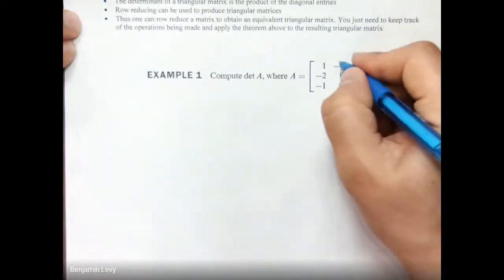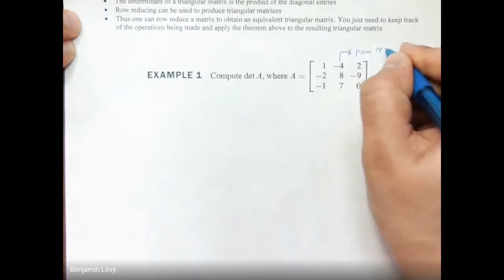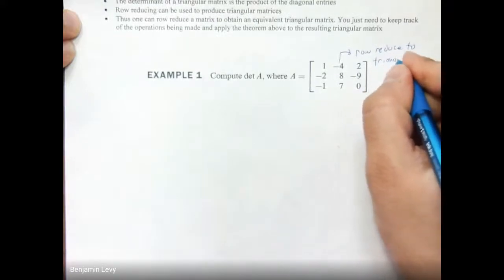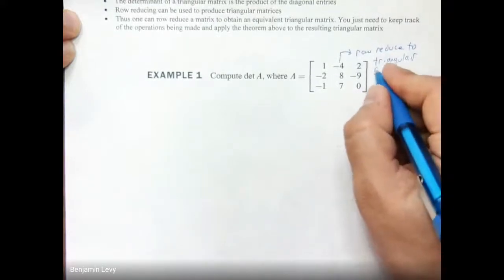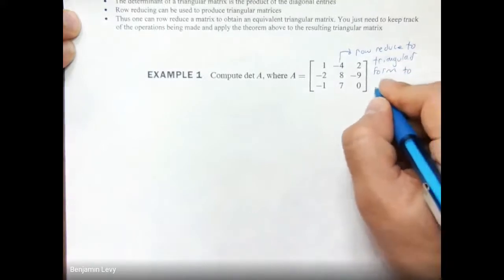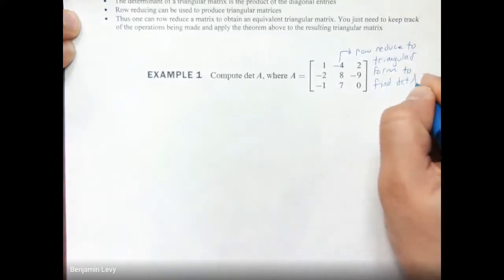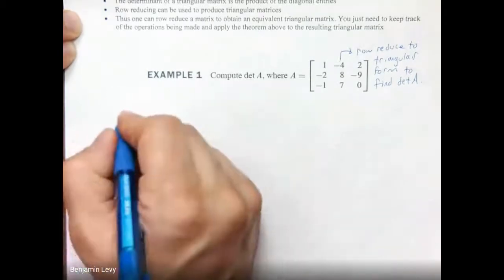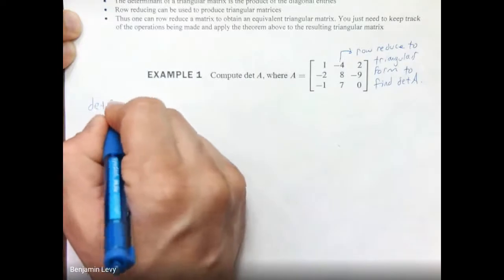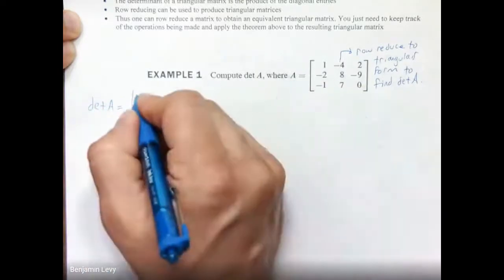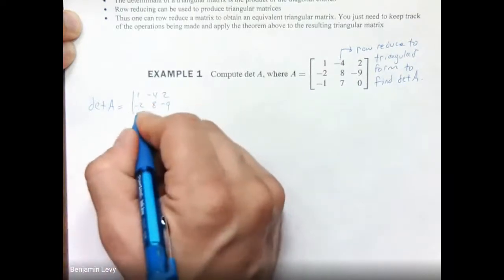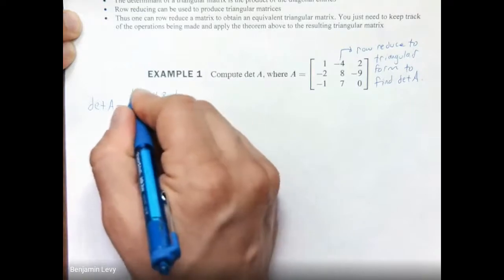The idea here is we are going to row reduce this to make it triangular to find the determinant. We'll keep track of all the operations we do, and we'll apply the theorem above when we do it. Let's just do it and then I'll say something about it. So the determinant of A in this case would be the determinant of that thing. I'm going to rewrite the matrix with straight lines around the edge, because straight lines means take the determinant. Here I am taking the determinant.